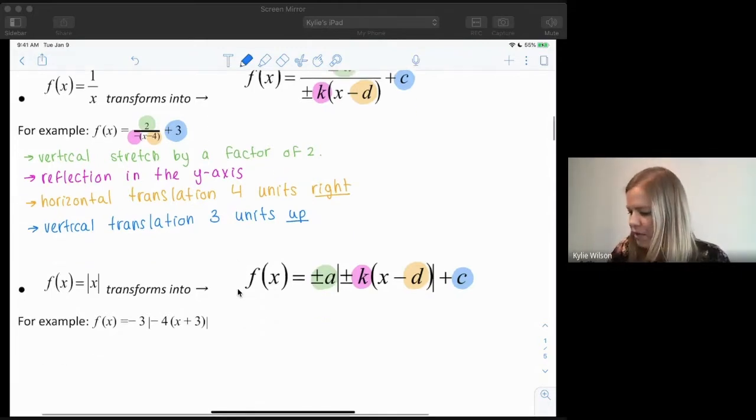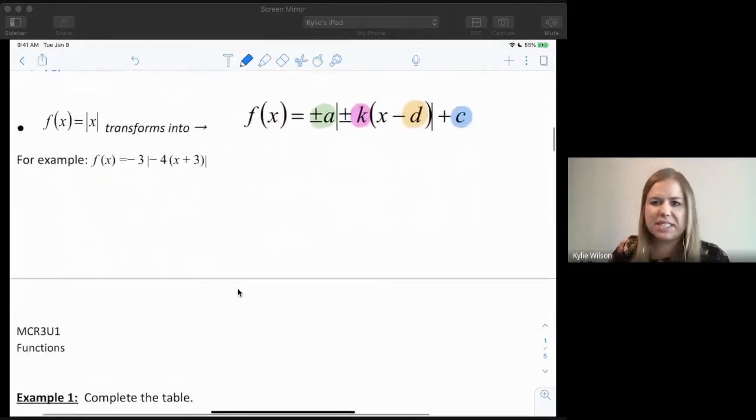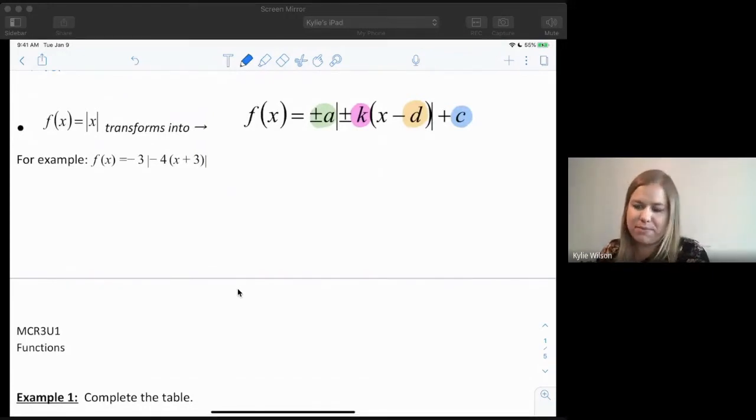Okay, our final one here, I don't have a ton of space, so I might have to write small, is our absolute value function. So my A is on the outside of the absolute value function. Then on the inside of the absolute value bars, we have my K and D, and then outside, just tacked on at the end, is my C. So let's go through our transformations quickly.